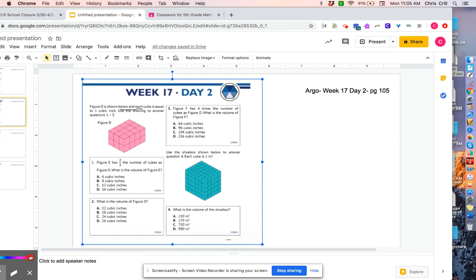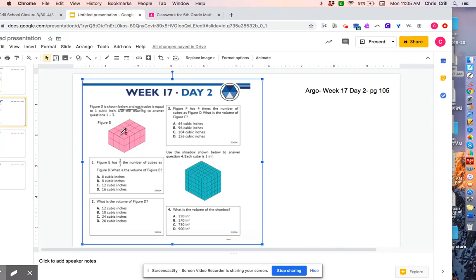If we look at the top, it says figure D is shown below. Each cube is equal to 1 cubic inch, and we're going to use this drawing to answer the first 3 questions. Today's work is a little bit more complicated than the work we did yesterday.